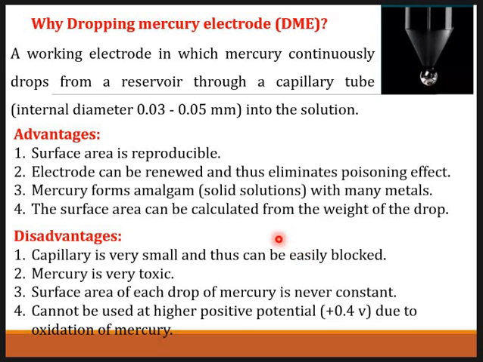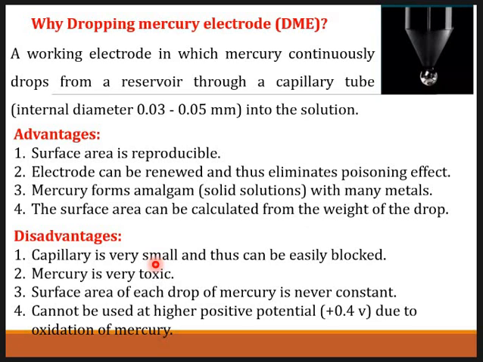Even though it has a number of advantages, it has some disadvantages also. What are they? The capillary is very small, and sometimes it can be easily blocked by impurities. Another thing is that mercury is very toxic, so we have to handle it very carefully. And the surface area of each drop of mercury never becomes constant, which is a very big challenge for the polarographic method.